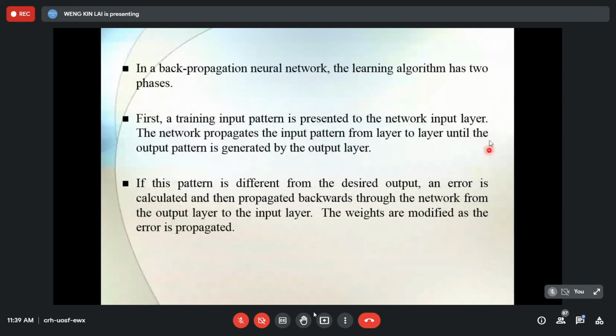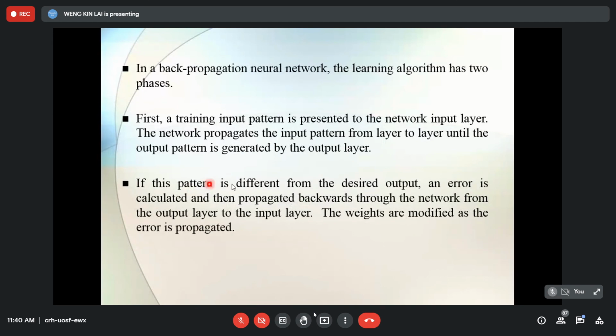Now you look at the actual pattern at this point. How different is it from what you expected, what you wanted, the desired output? Then that error is calculated. Then this error is moved backwards, propagated backwards. Back means back towards the left-hand side, right to left. So the input information is propagated forward, left to right. Error is moved right to left.